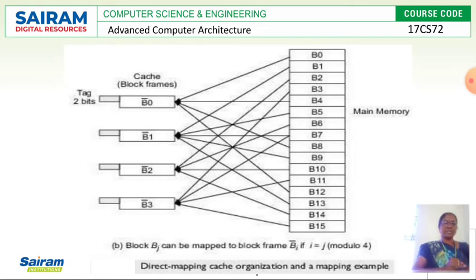How it is mapped: the first block in cache memory is mapped with the first block in each module in main memory. Here there are 4 main memory modules, so the first block of cache memory is mapped with the first block of each module. Similarly, the second block of cache memory is mapped with the second block of each module, the third block with the third blocks of each module, and the fourth block with the fourth blocks of each module. Likewise, it is mapped. That is what direct mapping shows.